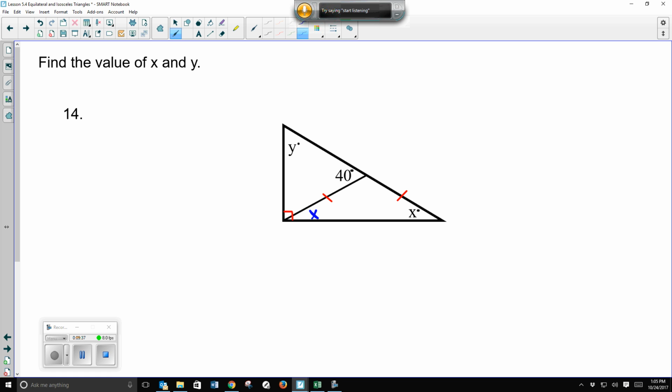Alternate interior, 40. We don't have parallel lines. Oh wait, well, it's a straight line from the 40 degrees. So when the angle up top, not the two x's, wouldn't that be 140? Which one? This one? This one. Yeah. Okay, you're right.